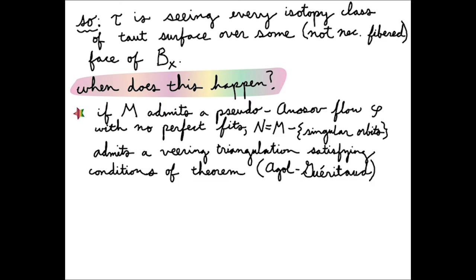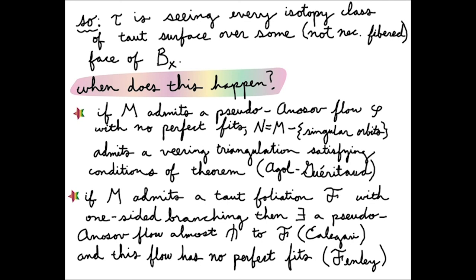Well, if this manifold M admits a pseudo-Anosov flow, phi, with a condition called no perfect fits, then I can define N to be M minus, well, I've written M minus singular orbits. I should really write M minus an open neighborhood of the singular orbits, admits a veering triangulation satisfying the conditions of the theorem, right? So that means that the Dehn filling from N to M has the correct size. So this is a fact, it's unpublished, but it's due to Agol and Guéritaud.